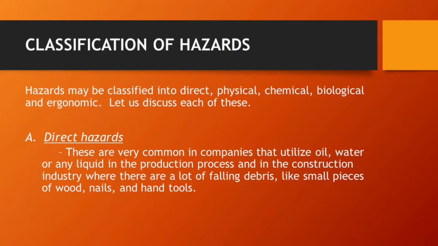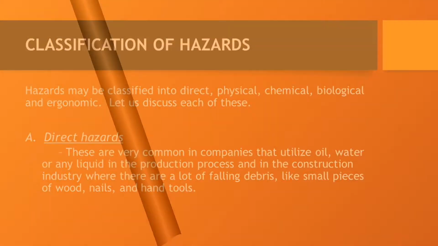So we have here the classification of hazards. Hazards may be classified into direct, physical, chemical, biological, and ergonomic. So let's go first to direct hazards. Direct hazards are very common in companies that utilize oil, water, or any liquid in the production process, and in the construction industry where there are a lot of falling debris like small pieces of wood, nails, and hand tools. Examples of direct hazards are unguarded moving parts of machines, falling or flying particles, and slippery floors.